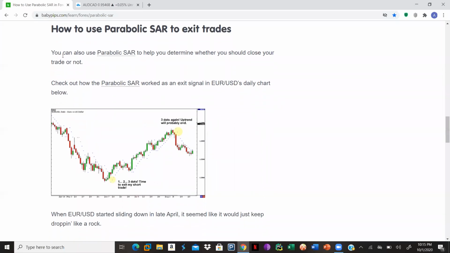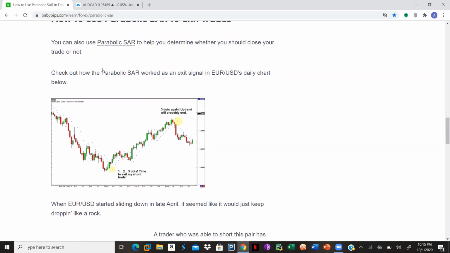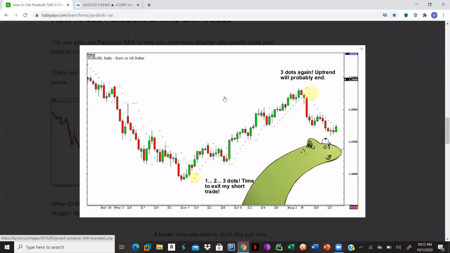I've told you that the parabolic SAR is to help you determine whether you should close a trade or not. Check out how the parabolic SAR worked as an exit signal in this chart below. Down here is an illustration of what I was telling you: when the dots were above the candles, it was a downtrend market.